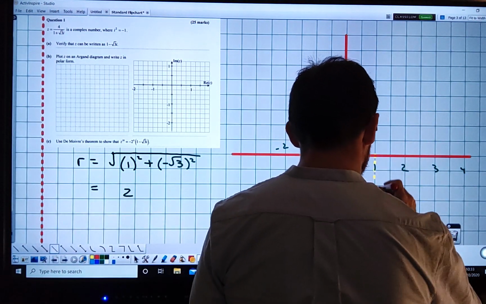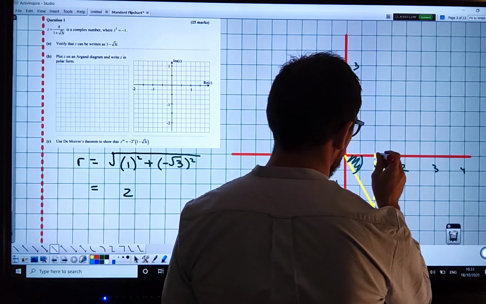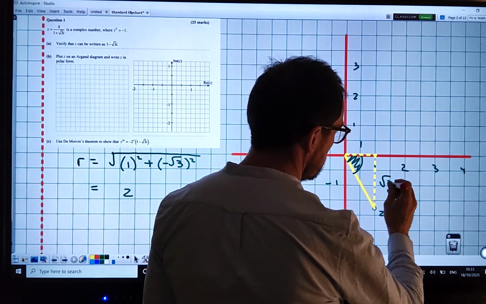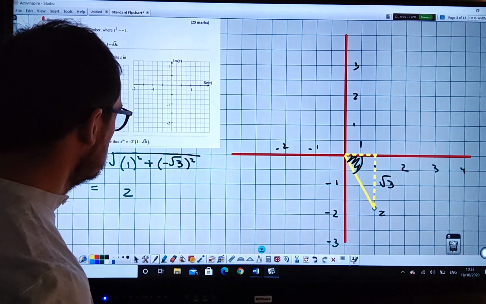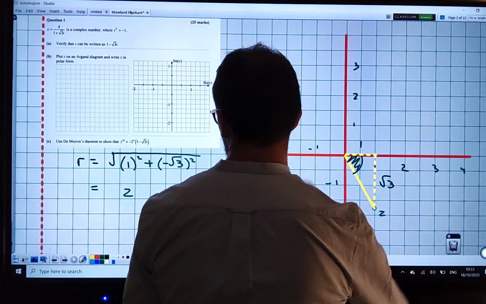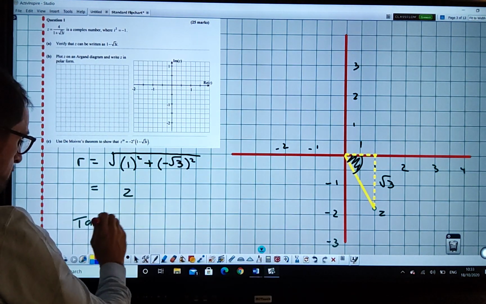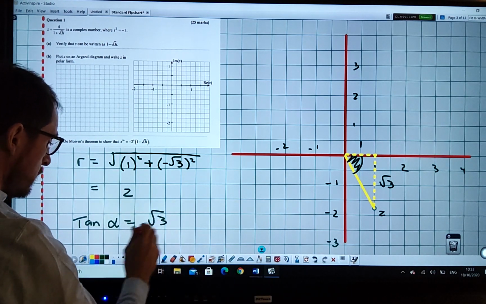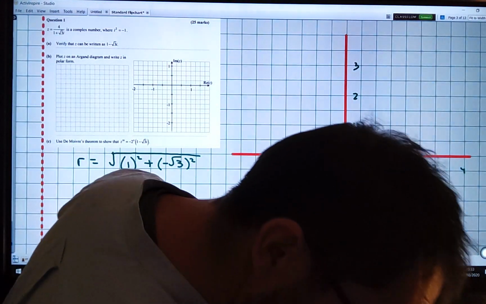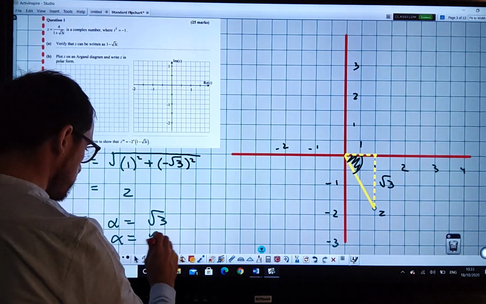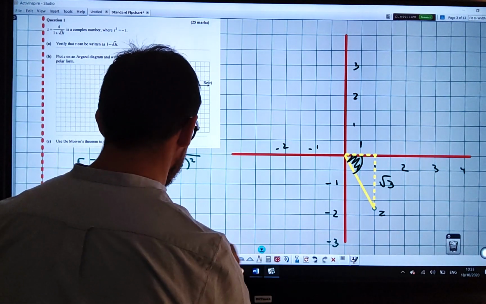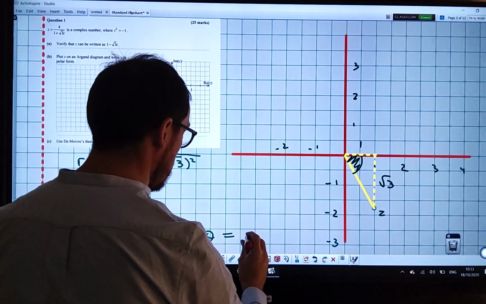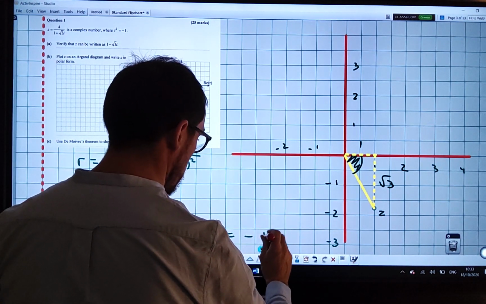If I just draw that up like that, I've created my 90-degree triangle. So this side here is 1, that's root 3. So opposite over adjacent is root 3. I'm going to call that alpha. So tan alpha is equal to root 3. So alpha, I check my tables book here, and it's equal to pi over 3. So therefore I'm going to call theta, in this situation, because of the quadrant it's in, minus pi over 3.